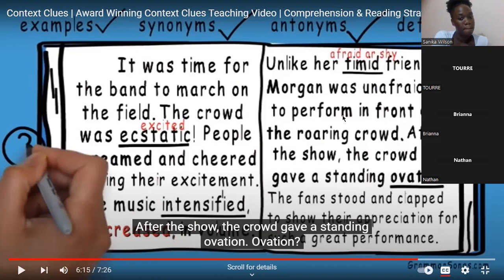Miss, would ovation and clap be the same thing, miss? So your answer would be, oh, synonyms, miss. You say synonym? Was that Nathan? Yes, miss.